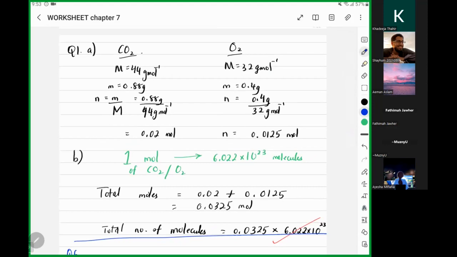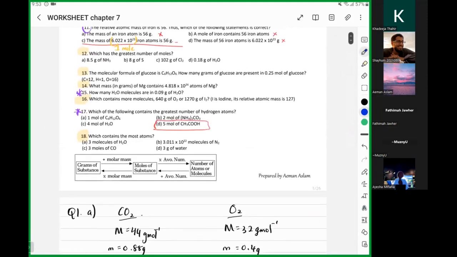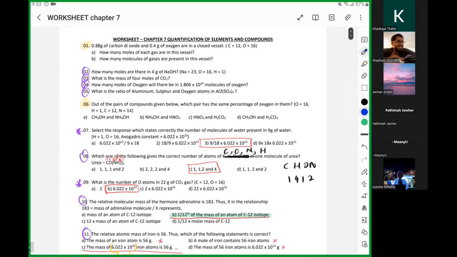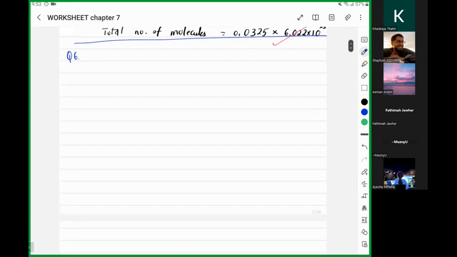We might exceed the time, okay? Now itself I'm telling because I have to finish and then we have to answer those. Question 6. Out of the pairs of compounds given below, which pair has the same percentage of oxygen? They have given you the relative atomic masses. Now, how many compounds are there? First, let's see. There's CH3OH, NH4OH, HNO3, and H2CO3. So you have to find for 4, then we can compare. CH3OH. We'll compare like that.